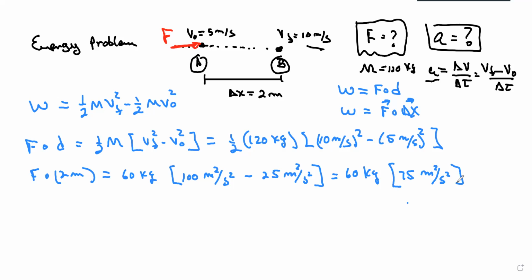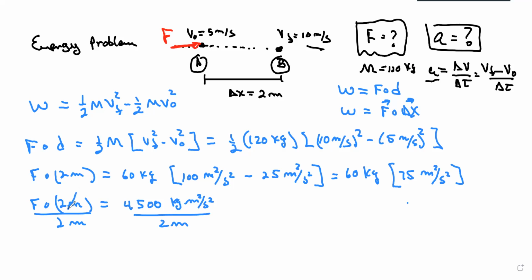Okay, so the force times 2 meters is equal to, if you multiply 60 times 75, you're going to get 4500. Let's go for the units. It's going to be kilograms meters squared over seconds squared. Let's divide by 2 meters here, and let's divide by 2 meters here. Of course, 2 meters cancels with 2 meters, and your force is going to be equal to 4500 divided by 2.